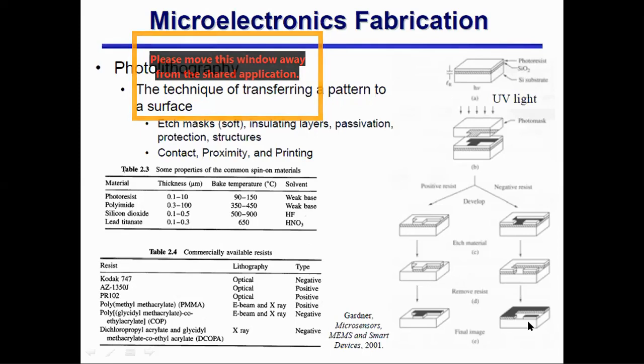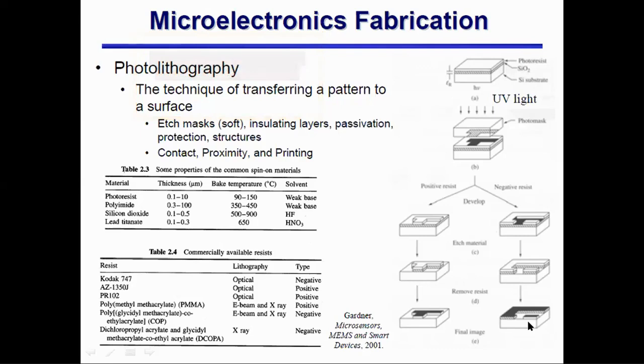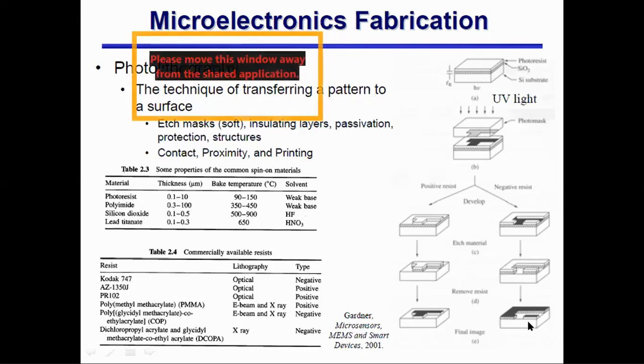Based on that, you have to make your layout. Based on that, you have to make your photo mask. And when you are starting the process, you have to make it clear or confirm that you are using the same photoresist for which you have made the photo mask. Otherwise, you would end with different shapes.